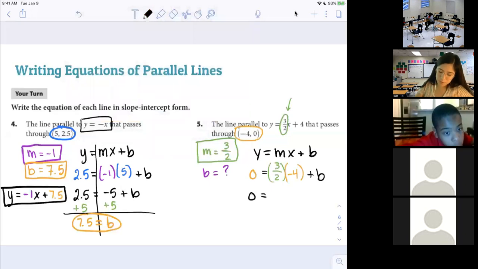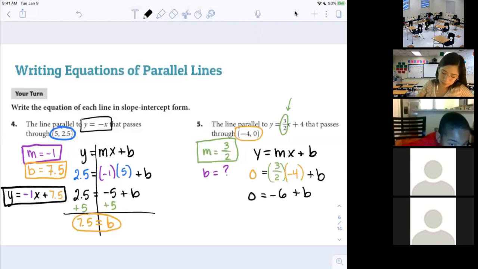So now I solve 3/2 times -4. What do I get? 6. Good. Positive or negative? Positive. I have a -4 though. So it's negative. And if anyone's wondering how Daniel got that, -4 times 3 gives me -12, and then you divide by 2. That's how we get -6.